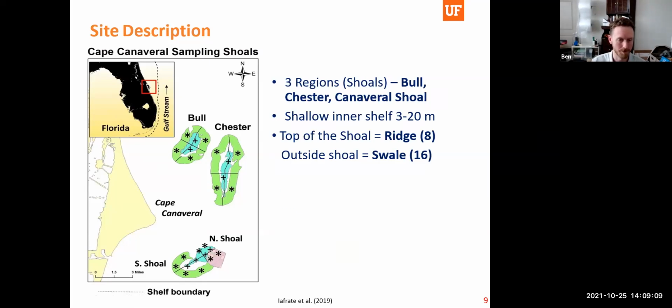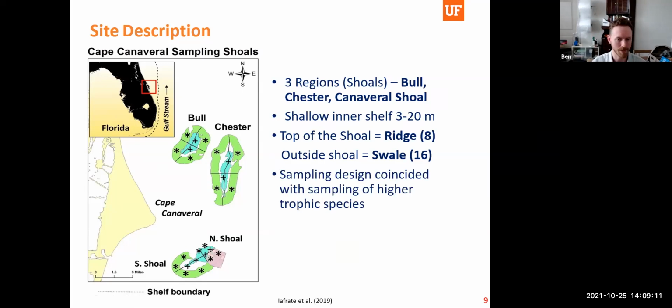So it's rather shallow. And then the sampling design coincided with other species and other studies. So it wasn't necessarily designed to study phytoplankton, but also invertebrates, fish, and there were some oceanographic studies as well.